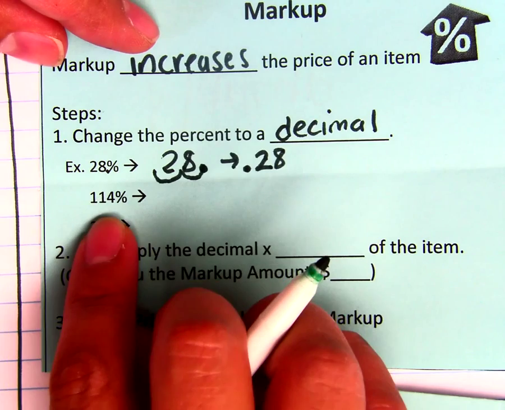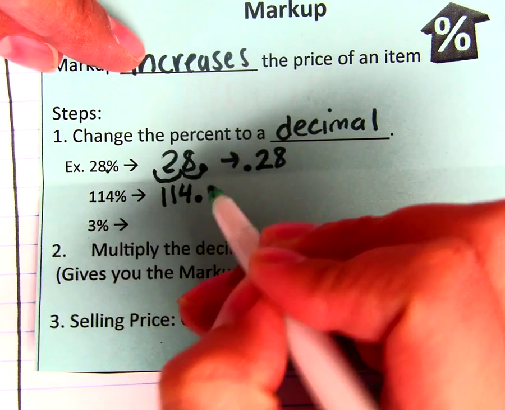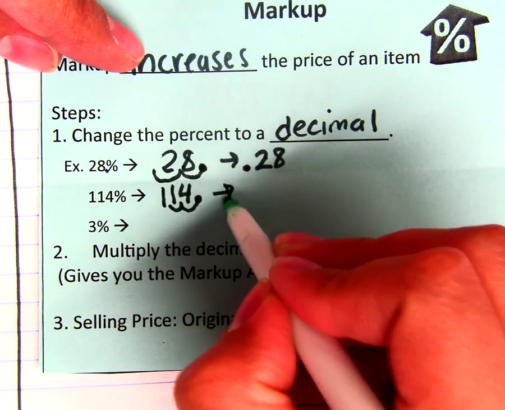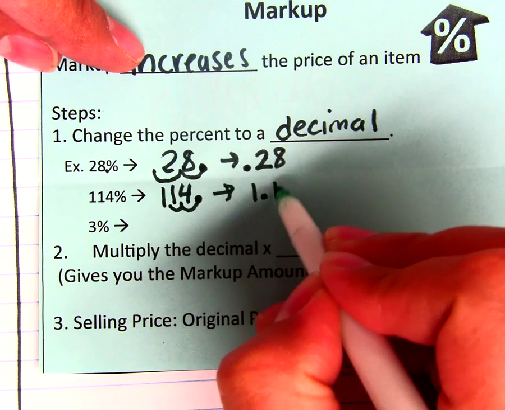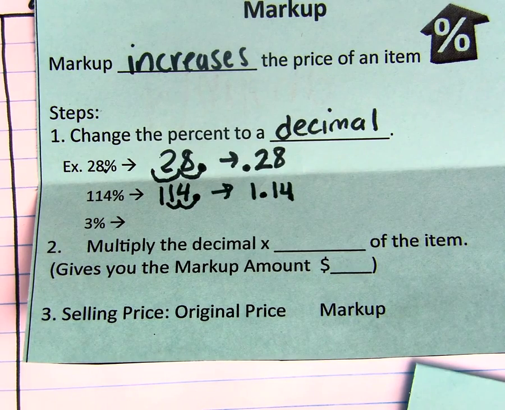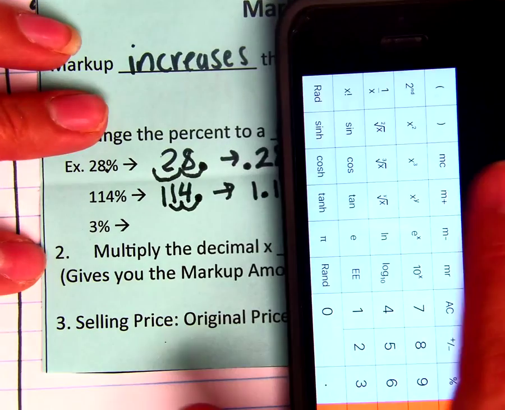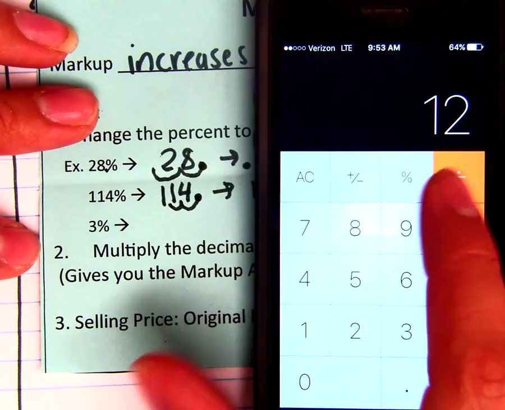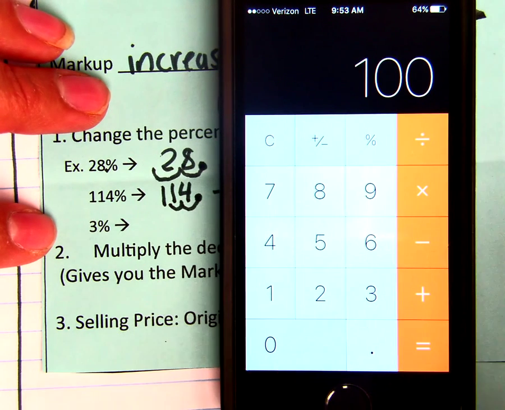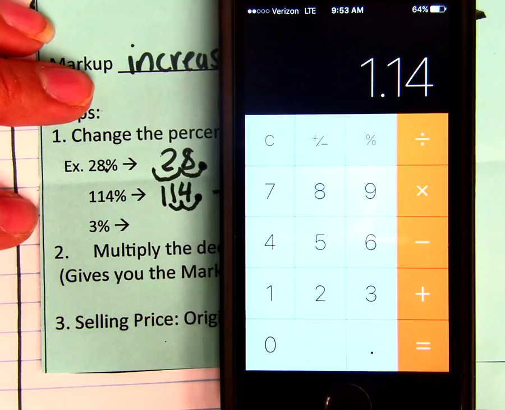Okay, we're going to do the same thing with 114. Where does my decimal start? All the way to the right. And then we're going to move it how many places? 2 times. And so what's going to be my decimal for this one? 1.14. Yep. Okay. And what I'm saying is we're moving the decimal twice to the left. That's the same thing as dividing by 100. So if I show you, 114 divided by 100 gives us 1.14. So it's the same thing. Move 2 decimals to the left or divide by 100.